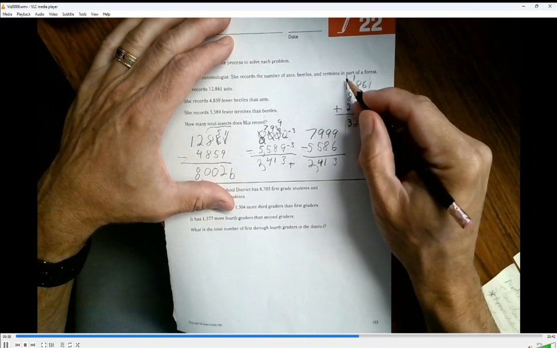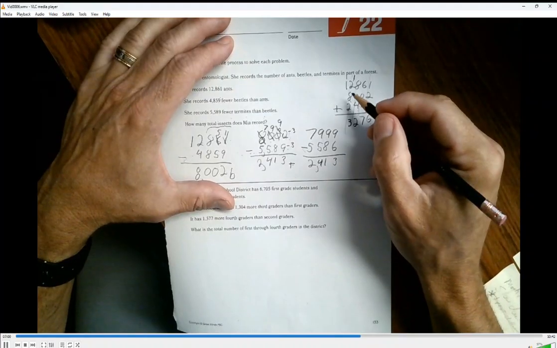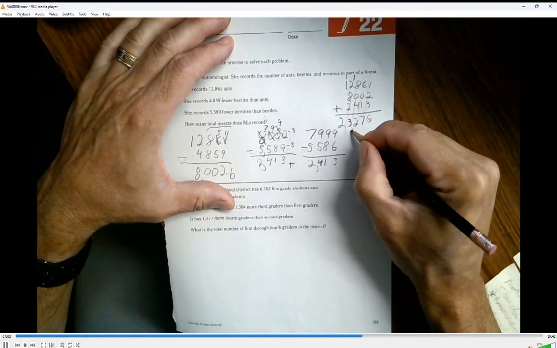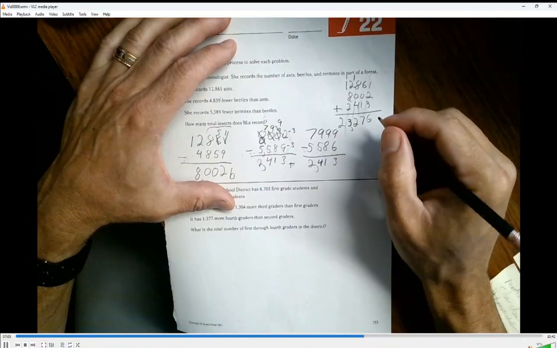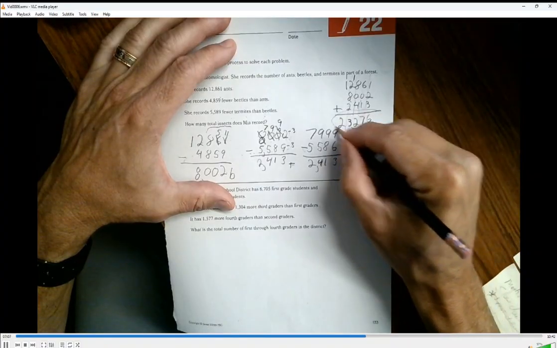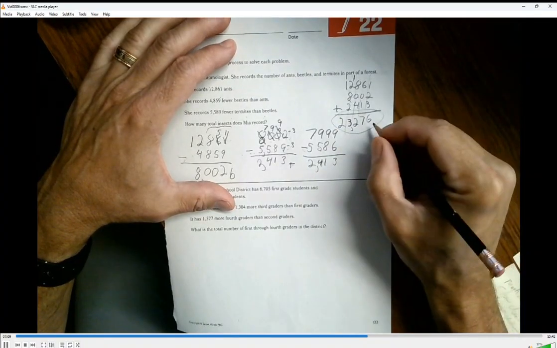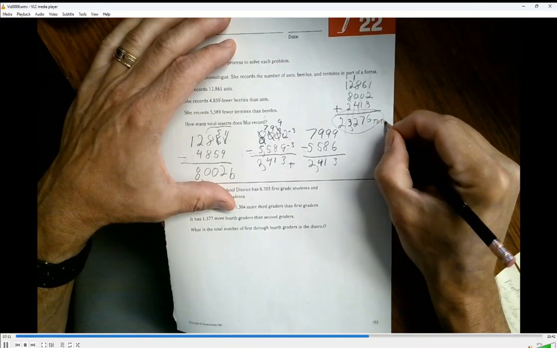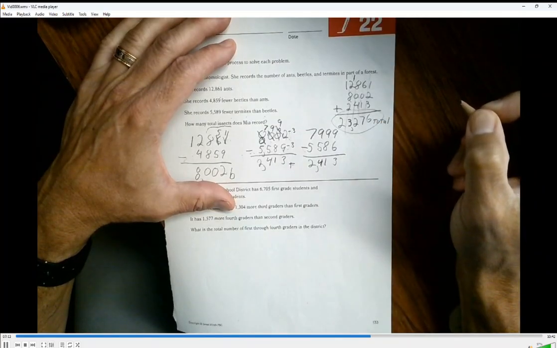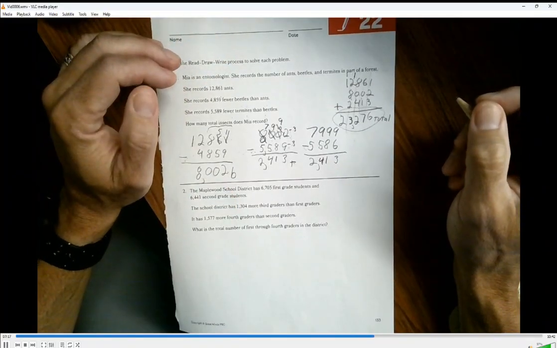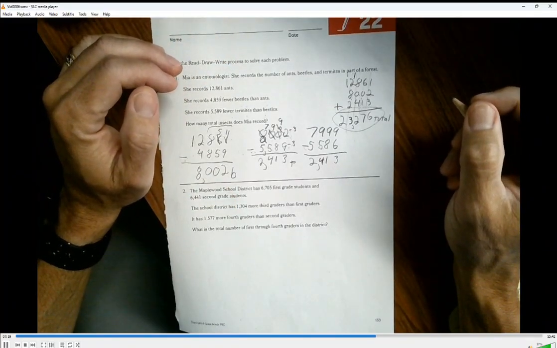So now we have 1 plus 1 is 2. So total number of insects, there it is, T-O-T-A-L, 23,276 insects in the forest. That's a lot of bugs.